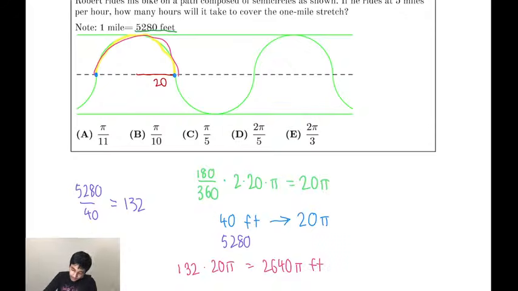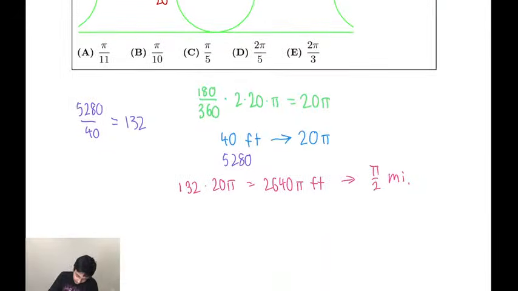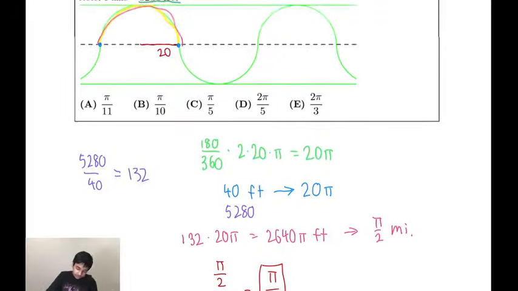But then again, we want to find miles per hour. So convert this back to miles. We got this is just going to be equal to pi by 2 miles. Okay, so now we have pi by 2 miles he must travel, but then we're also given that he travels at 5 miles an hour. So pi by 2 miles divided by 5 is going to equal the number of hours he must travel, which is pi by 10. This is the answer.